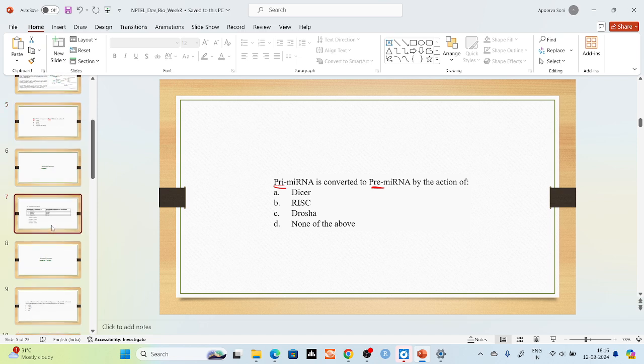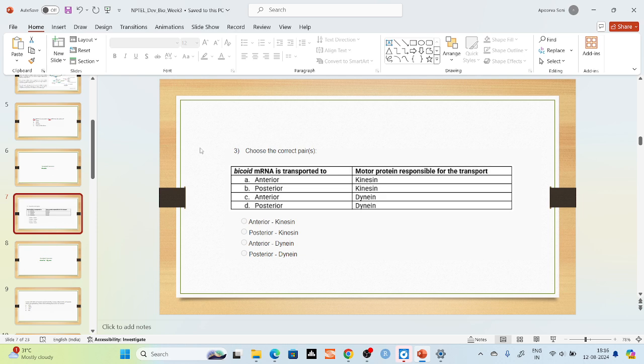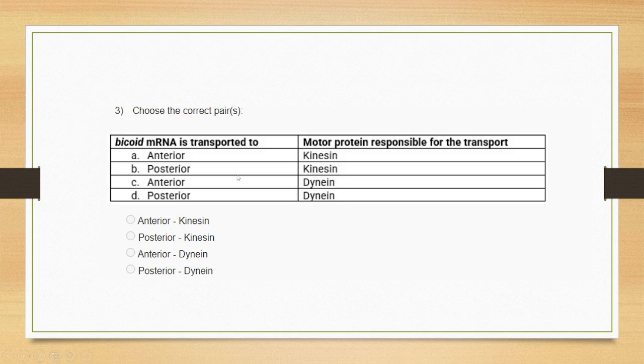Now we'll come to some of the others. Next question is: bicoid mRNA is transported to which area, and which motor protein is responsible for the transport? There is nothing to explain here. It's just a basic question where the information needs to be memorized. But I'll give you 2 minutes anyway. Try to answer it, and then we'll come to the later part of the questions, which are actually the main ones.